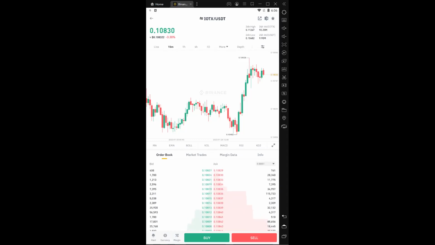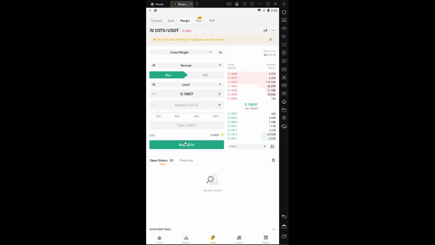If you select margin now, this is a cross margin. It has two options: isolated margin and cross margin. Isolated margin has an option of up to 5 times. Cross margin has an option of 3 times. So this is how it works.